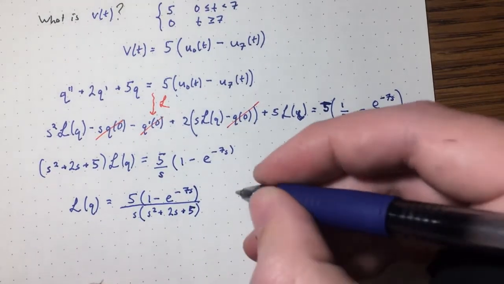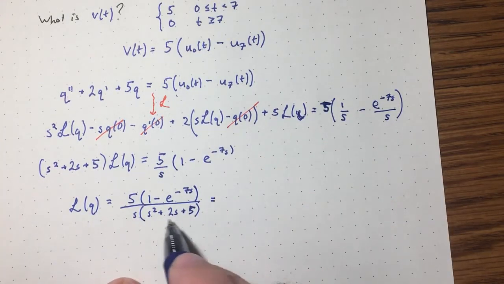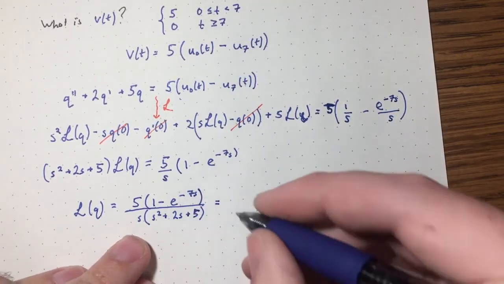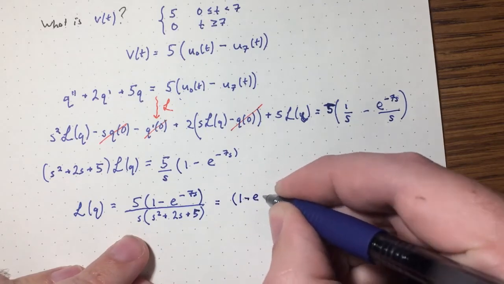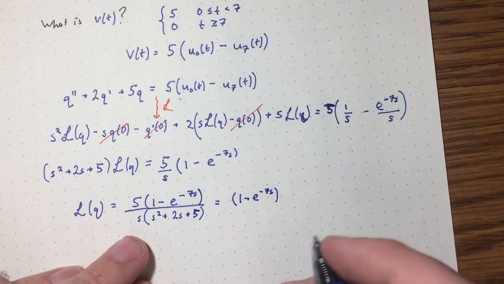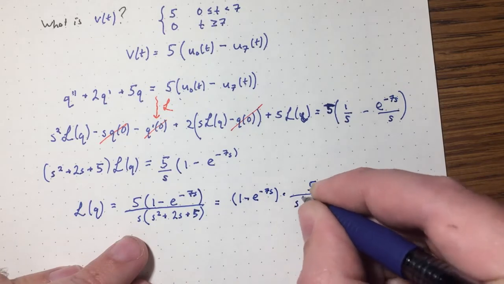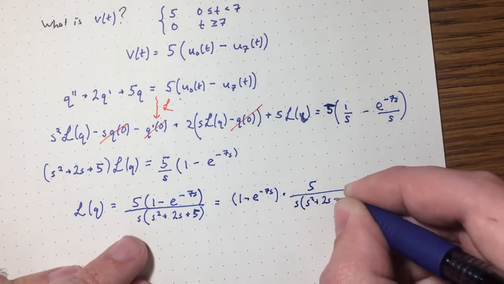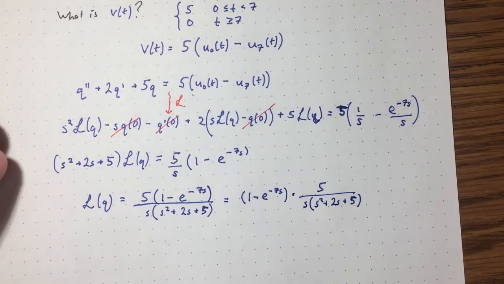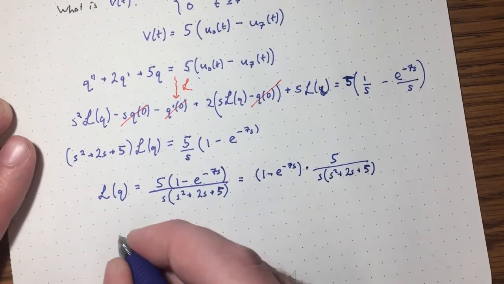But what I want to do first, and this is what I would recommend here, is use partial fractions to split this fraction into two simpler ones. But we don't want to do partial fractions with these exponentials. So I'll move this piece outside. I'll rewrite this as 1 minus e to the minus 7s times 5 over s times s squared plus 2s plus 5. I'm going to rewrite this one using partial fractions. So how do we do that?